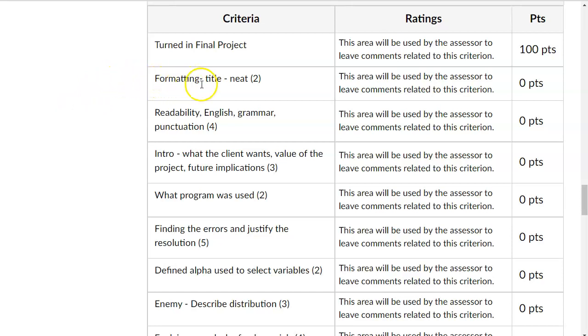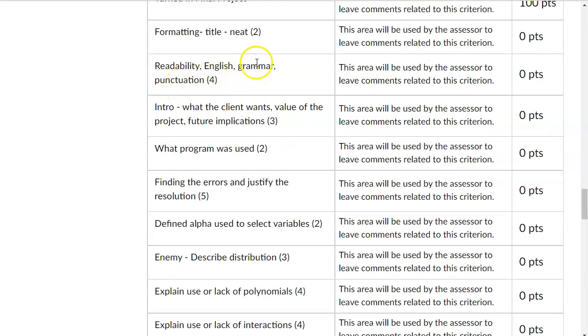We have formatting, a title. The title, of course, shouldn't be final project or enemy data, something that describes what you're doing in one sentence. We do not have rules about does it need to be double spaced and what about margins and what about font, just as long as it looks like an actual report that you would give to a client. Readability, English grammar. Usually this one would have been fixed if people had just read their own report. So when you're done, go back through and read it and you'll find that half sentence you forgot to finish or whatever else.